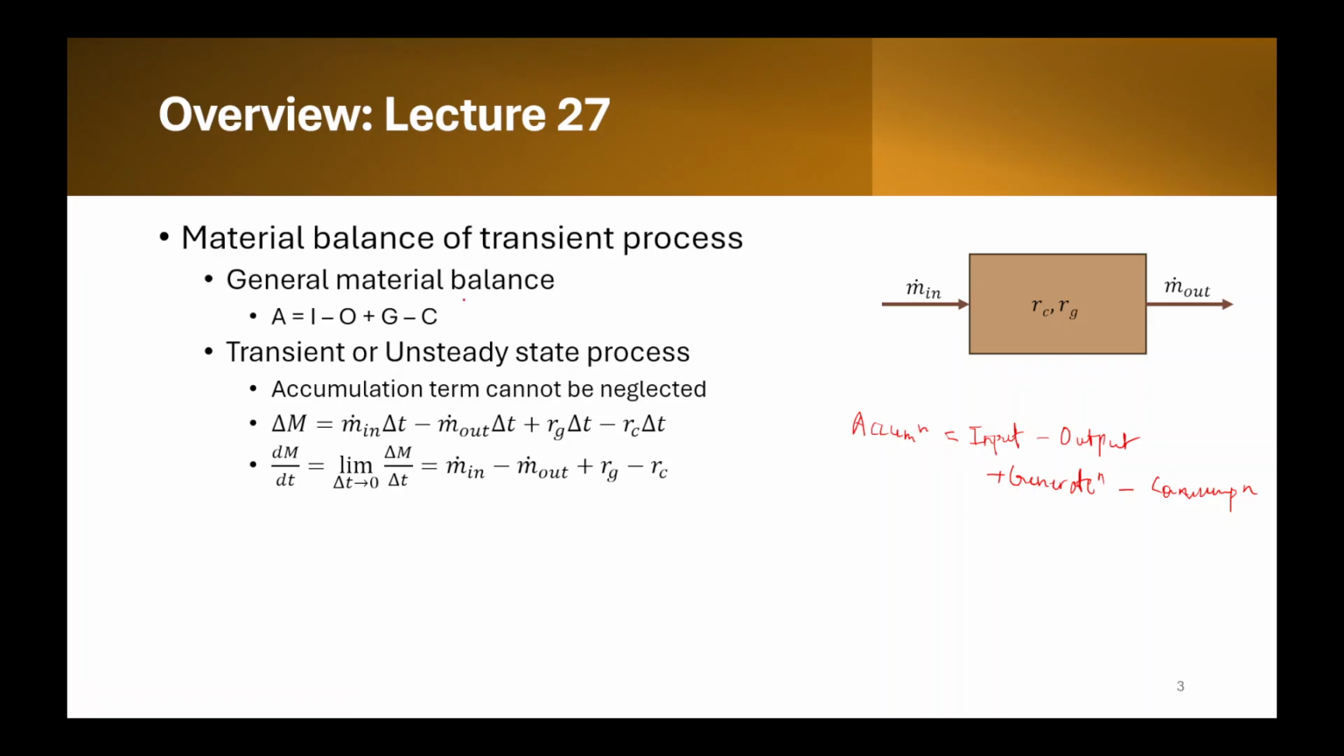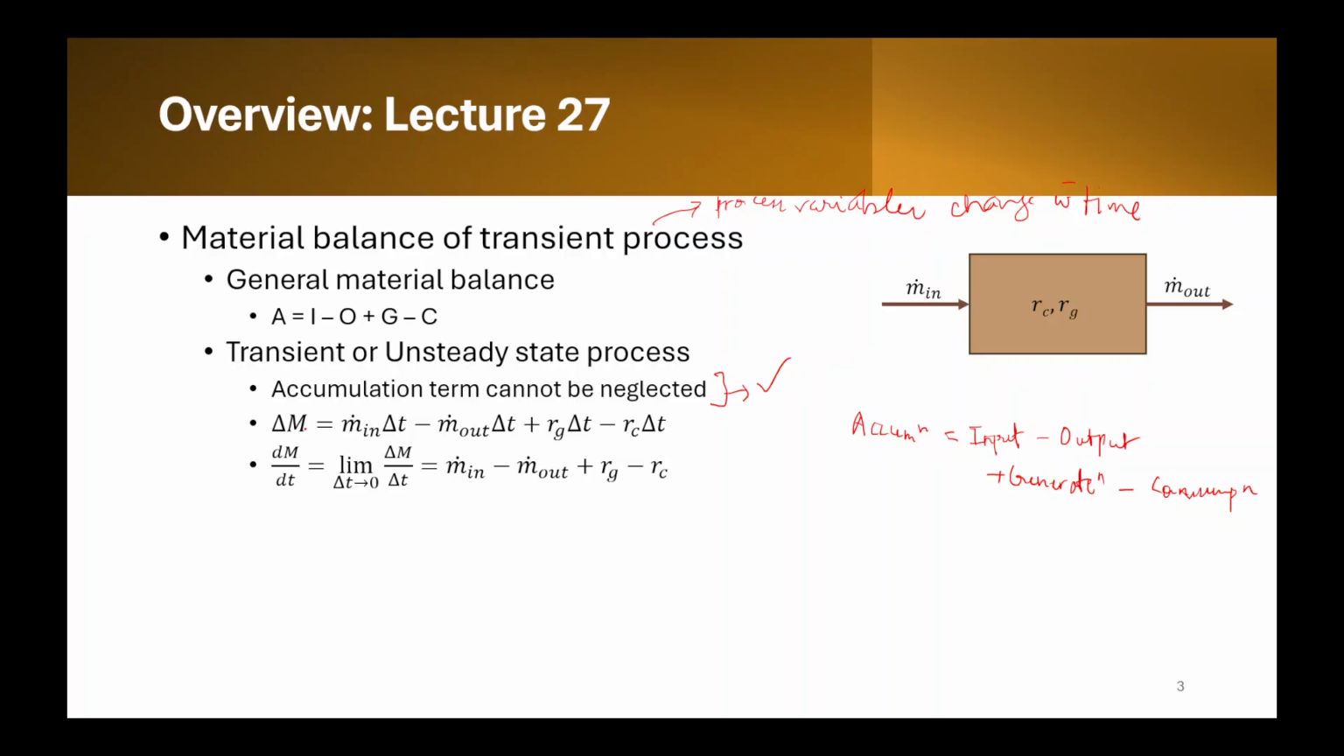So what are transient processes? They are processes where process variables change with time. And in these processes, the accumulation term cannot be neglected. So the general material balance for this process is written here.